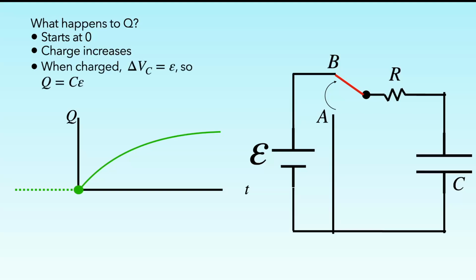So we know when it's charged, Vc is equal to epsilon, so Q equals C times epsilon, just using the equation for a capacitance. And there's that maximum there. So it's useful to know the starting point, the maximum, and we will know what the direction of those, and we'll be able to logically infer what the shape of that graph is.